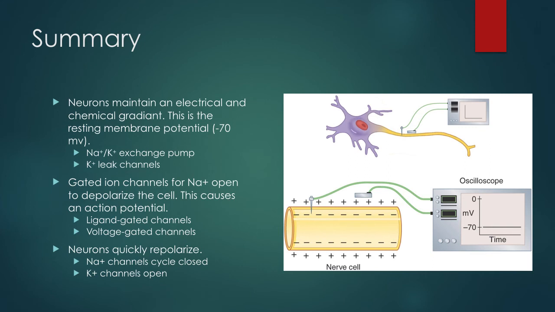Okay, so to summarize, neurons maintain an electrical and chemical gradient. This is the resting membrane potential, usually around minus 70 millivolts. That's due to the sodium-potassium exchange pump and potassium leak channels. Gated ion channels open for sodium to depolarize a cell. This causes an action potential. Okay, and again, these are ligand-gated and voltage-gated channels, and we can measure these changes using an oscilloscope, and so you can do things like measure brain activity or nerve activity. And then neurons quickly repolarize when sodium channels cycle closed and potassium channels open.